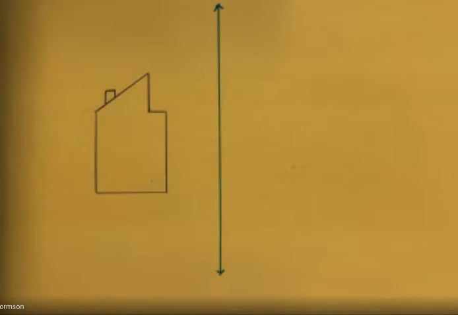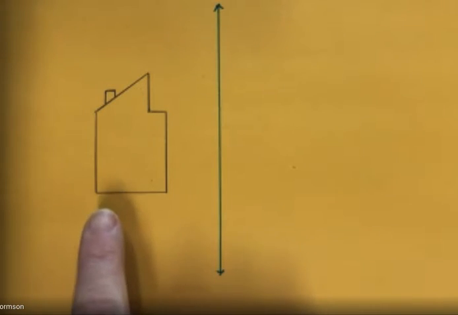Hi, 8th graders. Welcome to lesson 6.2. We are going to look at reflecting a shape. We have this little cool house here, and we are going to reflect it over a line.